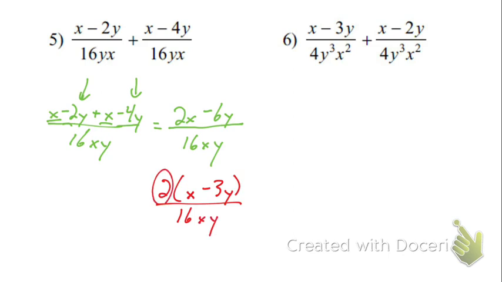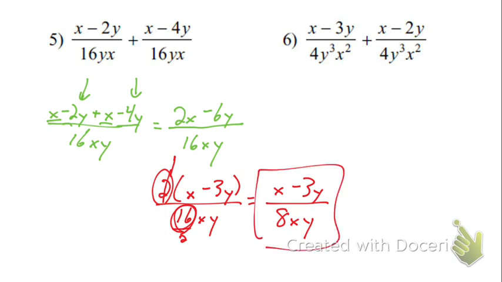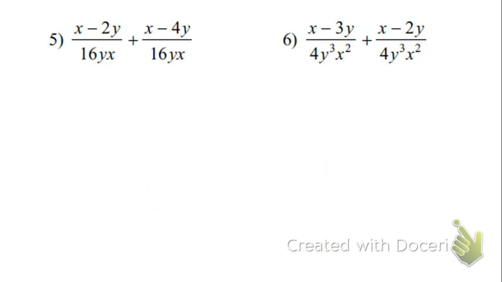That means that this and this are both divisible by 2. So my numerator is x minus 3y, because that turns into a 1, goes away. Now if I divide this by 2, I get 8. So 8xy is the denominator. Well, and that takes care of addition.